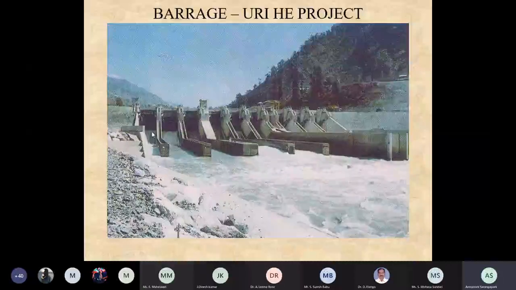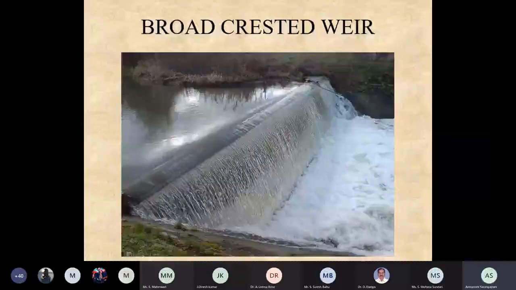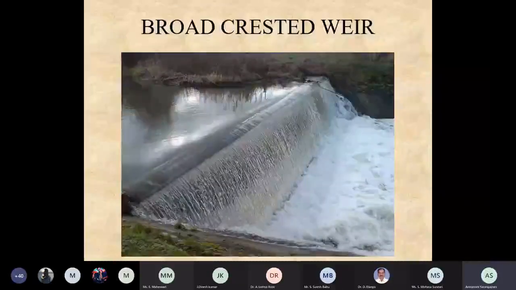This is again a weir. This is called a weir. A weir is nothing but an ungated structure, unlike the barrage I told you about. So there will not be any gate. The water will be temporarily stored and it will overflow and go. This is called a weir.